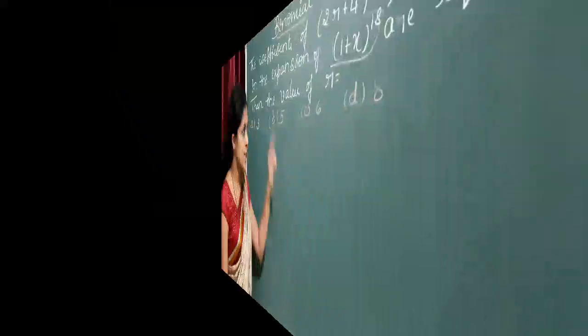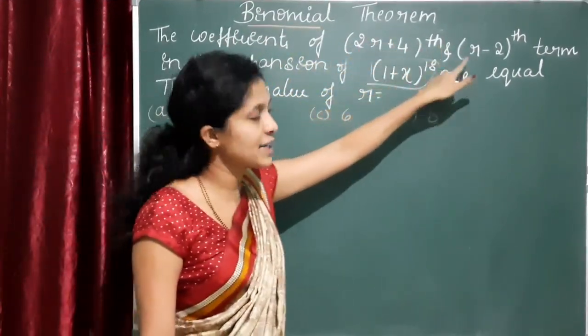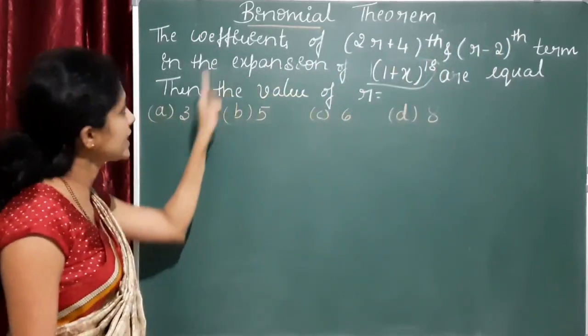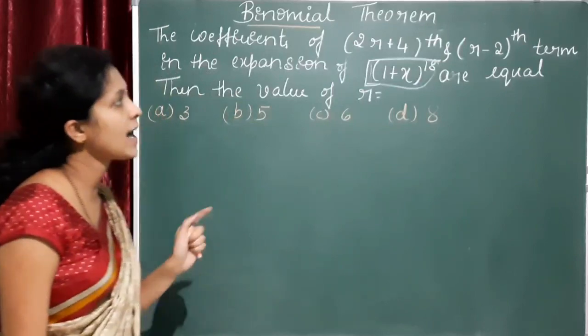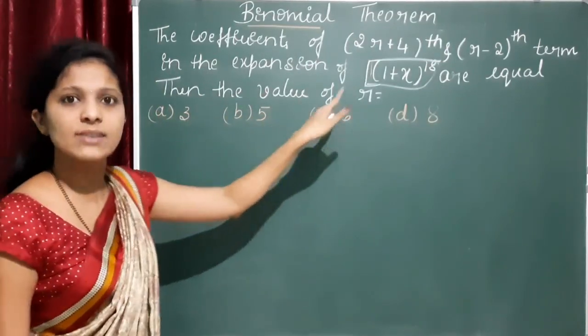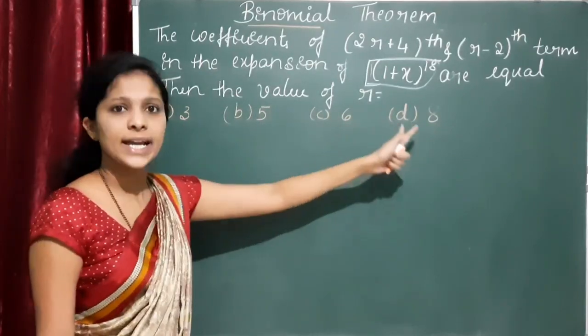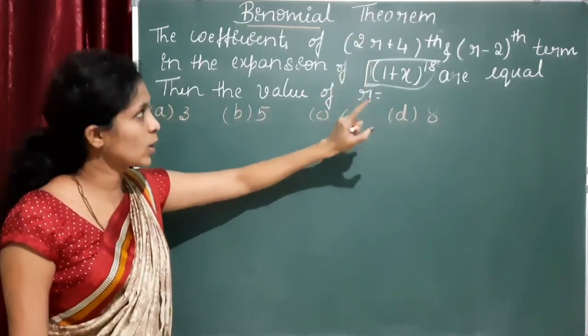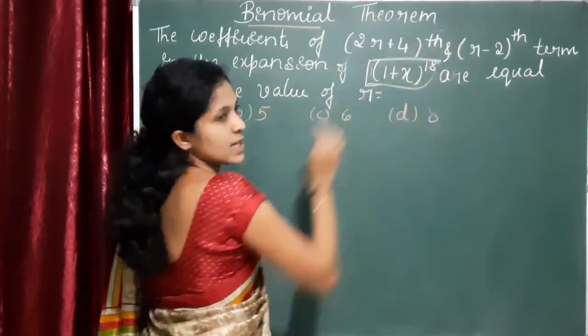Okay, this problem: the coefficients of the (2r plus 4)th and (r minus 2)th terms in the expansion of (1 plus x) whole to the power 18 are equal, then what is the value of r? Options are 3, 5, 6, 8. This was an appeared question. Okay. See, the coefficients of these two terms are equal.